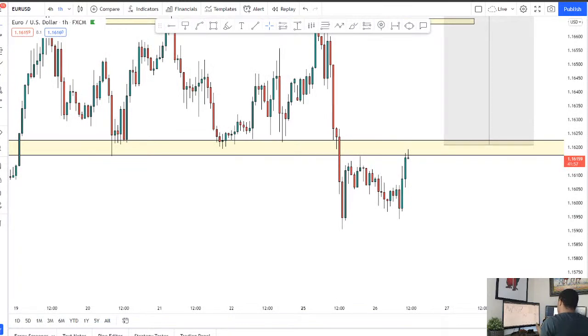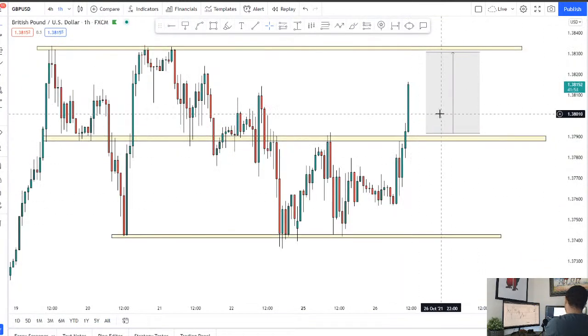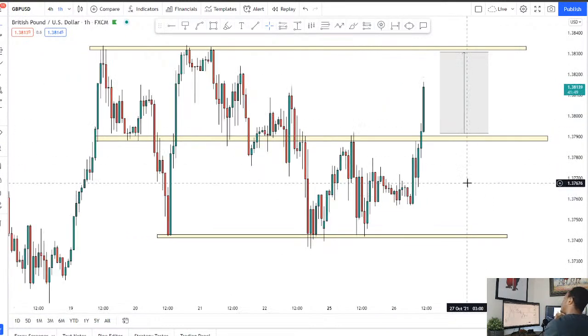Pound, I would have been looking for longs, but I'm not too sure if we'll get the retest. We could still get the retest, but I don't think we will now with that momentum. But if we could come back down, we'll be looking to continue that.